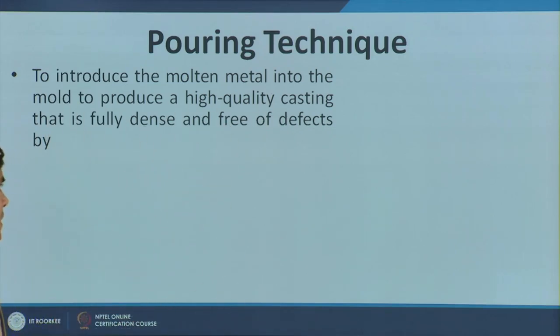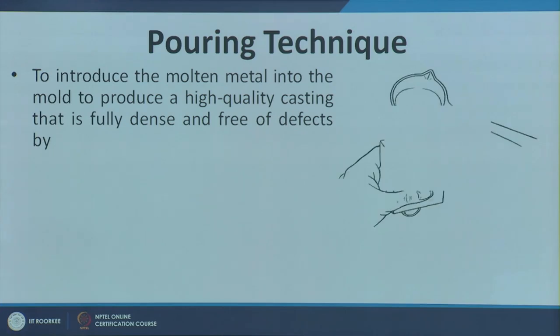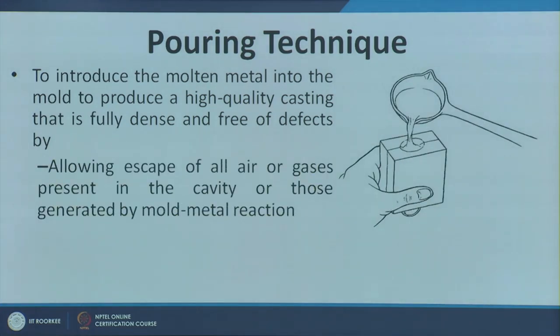so that quality castings can be produced, and the purpose is to have castings which are dense and free from defects. And how is this achieved? By permitting the escape of all air and gases present in the mold cavity, or those which are being generated through mold metal reactions.